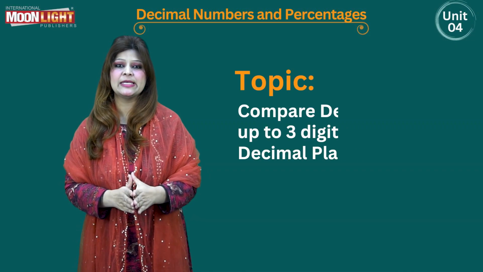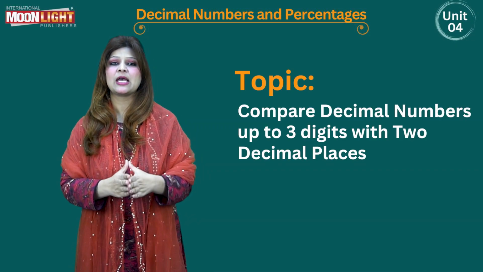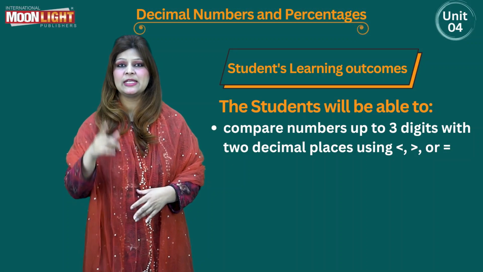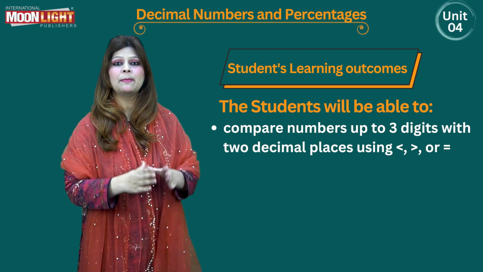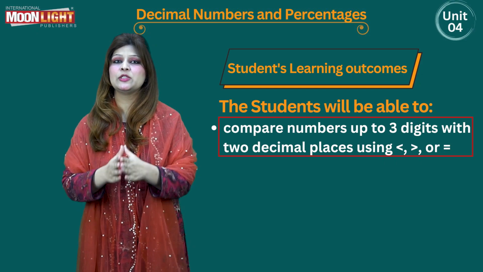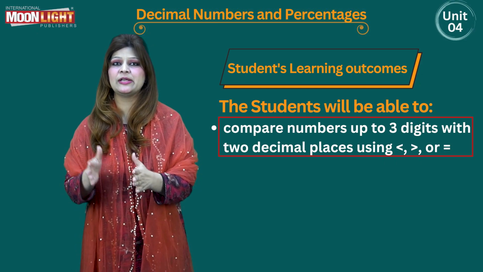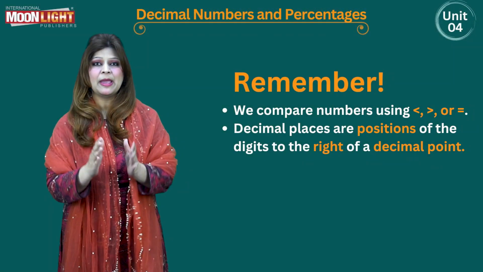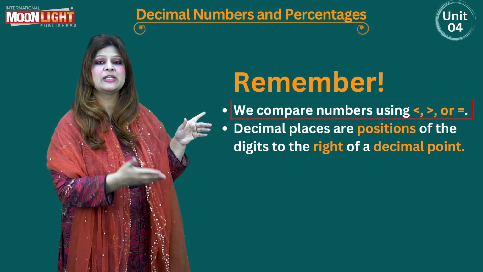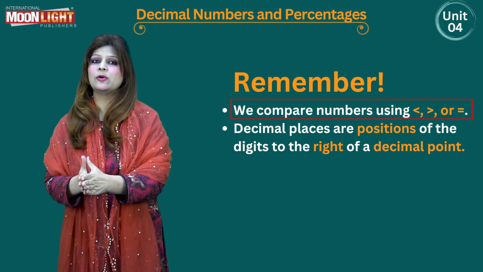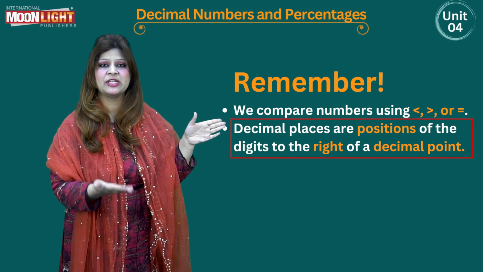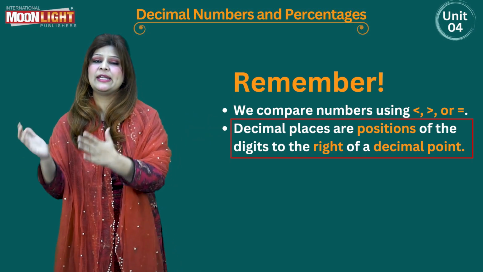Today, my topic is comparing decimal numbers up to 3 digits with 2 decimal places. By the end of this lesson, you will be able to compare numbers up to 3 digits with 2 decimal places using the symbols less than, greater than, and equals to. Remember one thing, we compare numbers using the symbols less than, greater than or equals to. Decimal places are the positions of digits to the right of a decimal point.